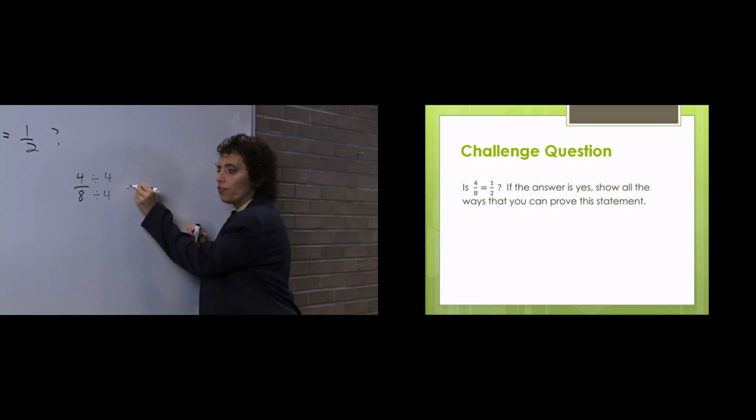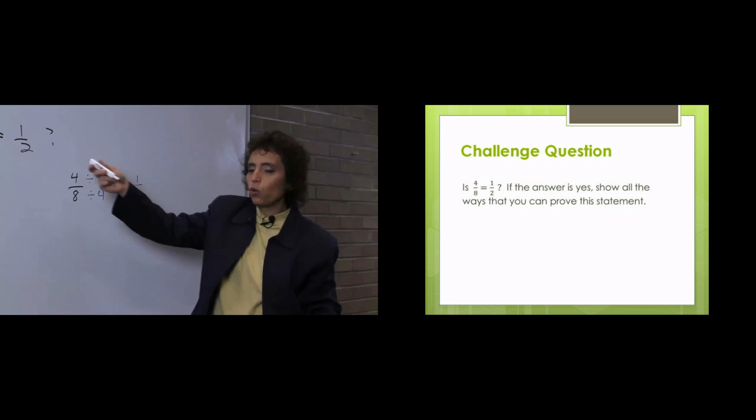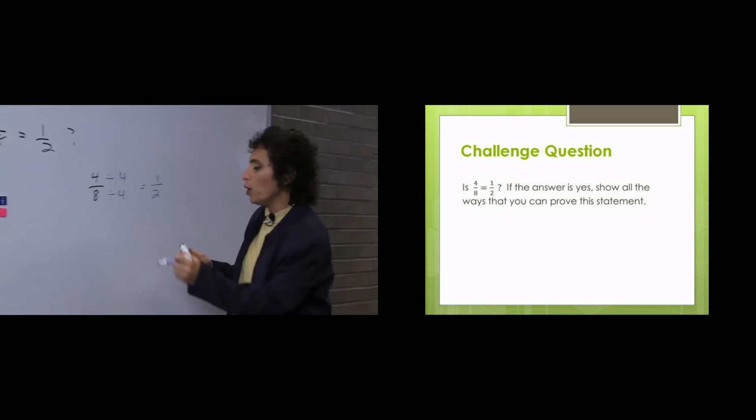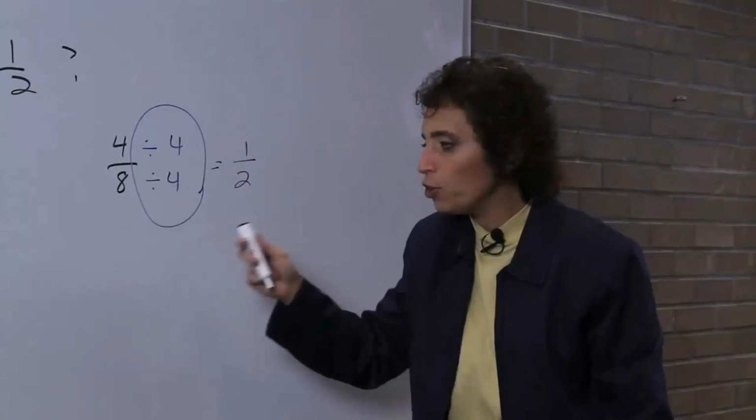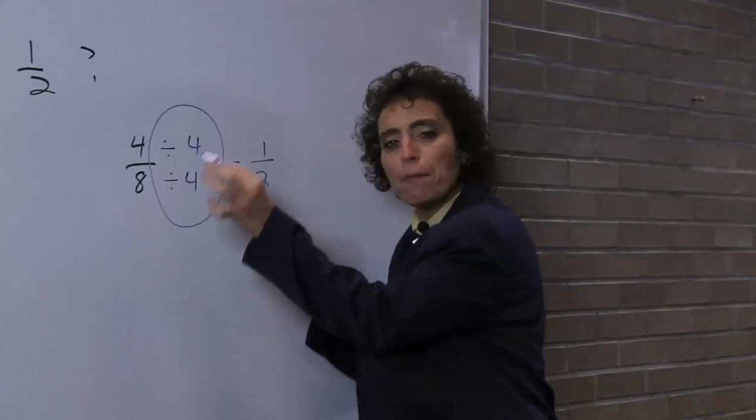When I do that, 4 divided by 4 is 1. 8 divided by 4 is 2. There is your 1/2. Perfect. Now notice, I have to do the same thing to the top and to the bottom. Whatever I do to the bottom, I must do to the top.